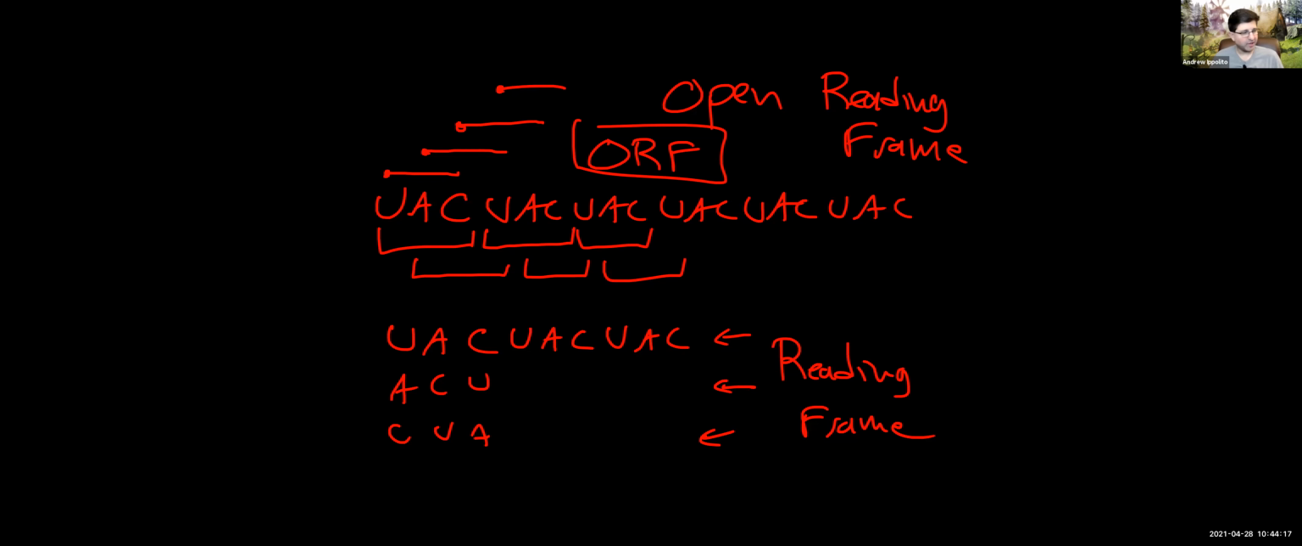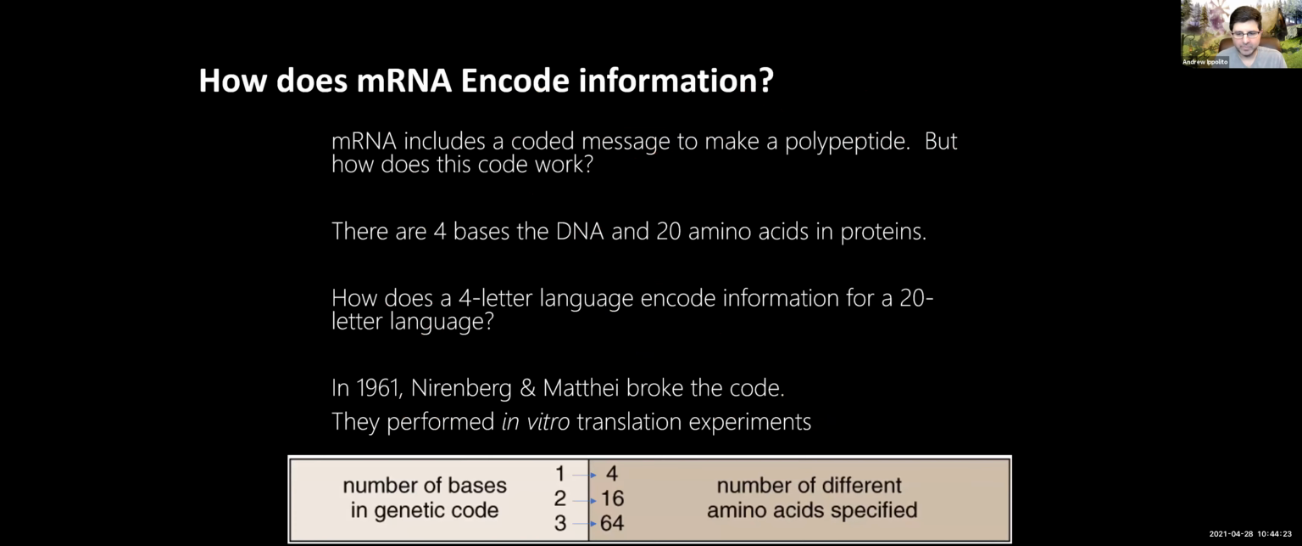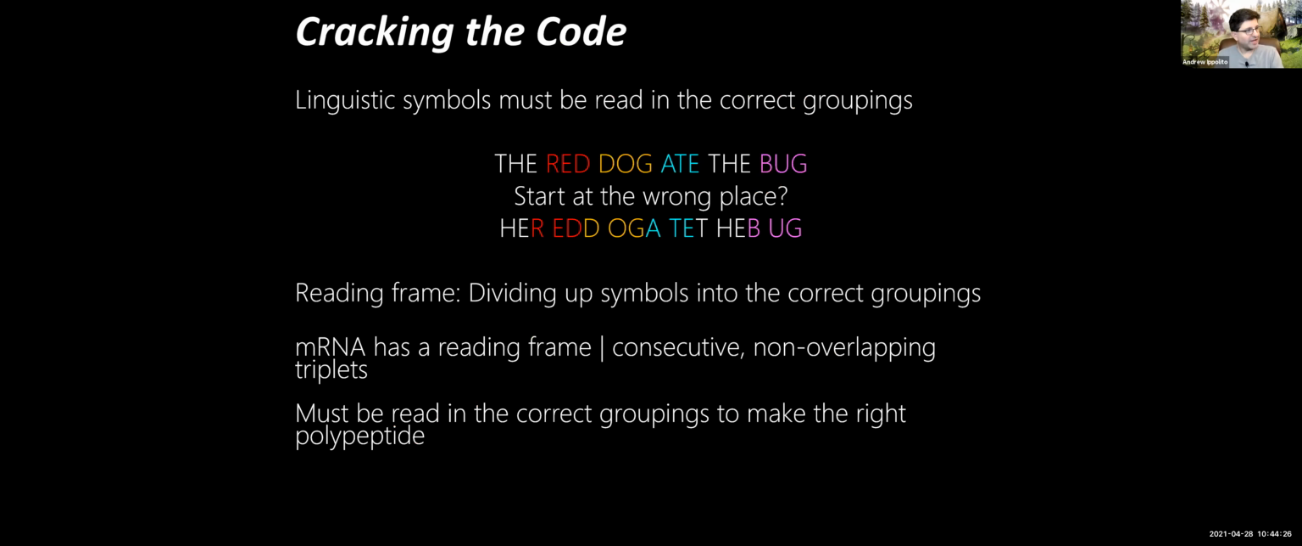Okay. Any questions so far? All right. So you can imagine if you start reading in the wrong place, nothing's going to make sense. Take the simple English sentence, the red dog ate the bug. And then start reading in the second reading frame. Her ed aga tet heb ug. I have no idea what that means. That doesn't mean anything in English, right? I mean, none of these are words except ug and her. Anyway, the point is that it's different and you can't predict it.